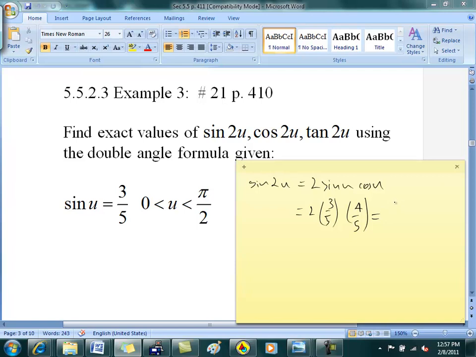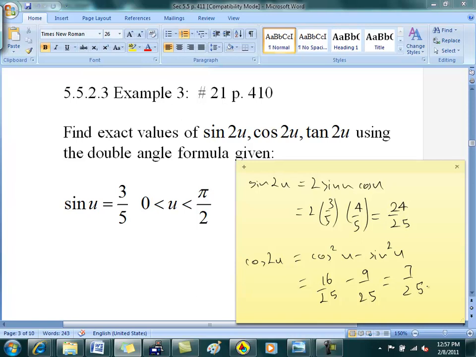What do you get out of this? 24 over 25? What about cosine 2u? What's cosine 2u equal to? Cosine squared u. Nice, good job. Cosine squared u minus sine squared u. Cosine squared u is 16 over 25. Sine squared u is 9 over 25. So this is 7 over 25.